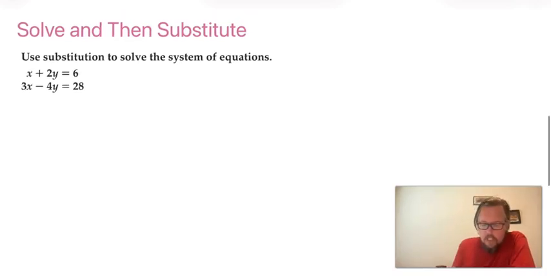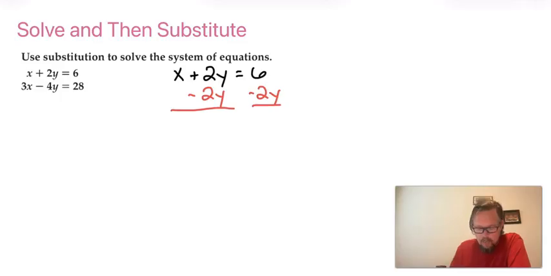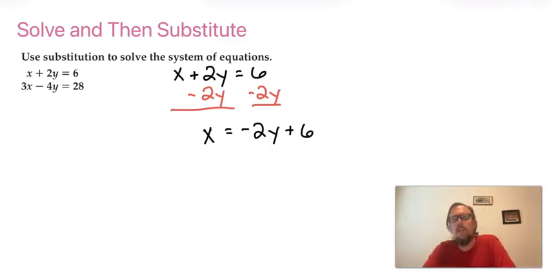Because if we look at our first equation, x plus 2y equals 6, while it's true that we do not have an isolated variable, it's a very simple matter to get an isolated variable. We can solve this equation for x very easily just by using the subtraction property of equality and subtracting 2y on both sides. So this would give us x equals negative 2y plus 6, or 6 minus 2y if you like. And now we do have an isolated variable.